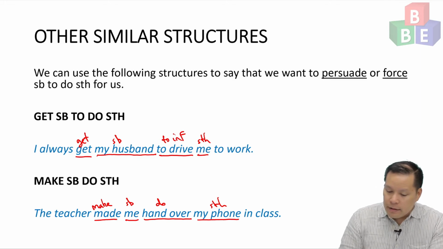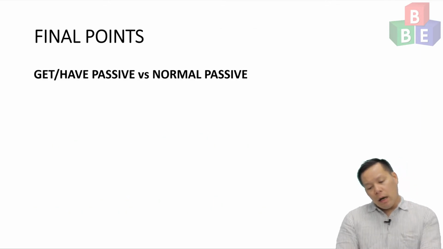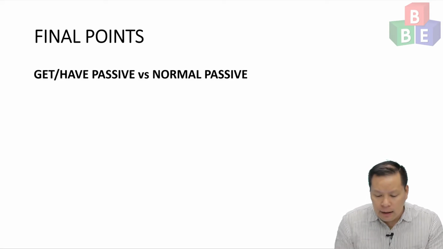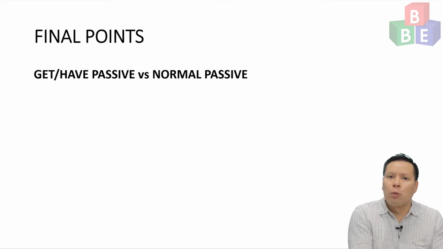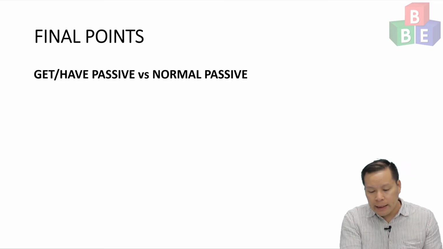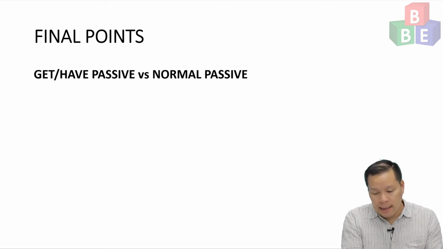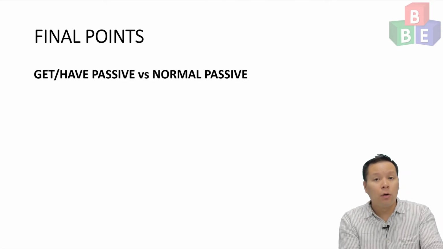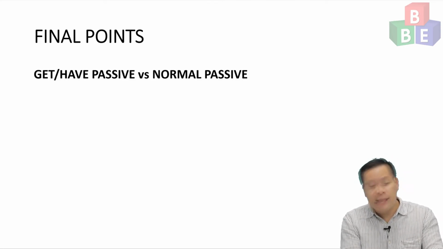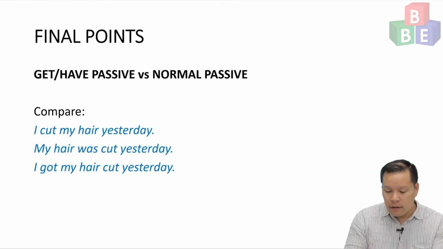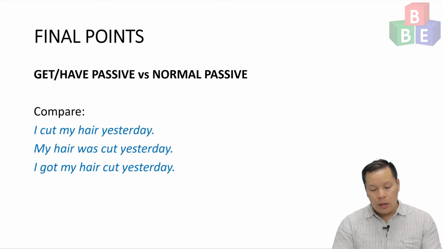Okay, so to finish, I want to talk about why we use the get have passive versus why we use the normal passive. Because for many learners, we think, do I really need the structure today? Can I just use the normal passive all the time? Well, sometimes yes, sometimes no. So let's compare these three sentences.